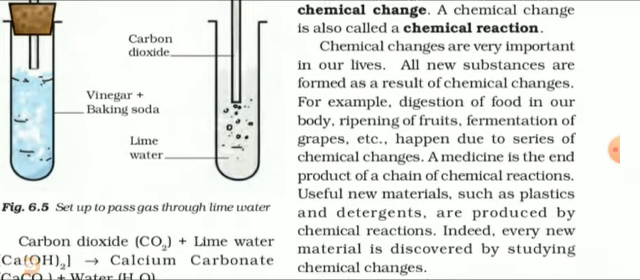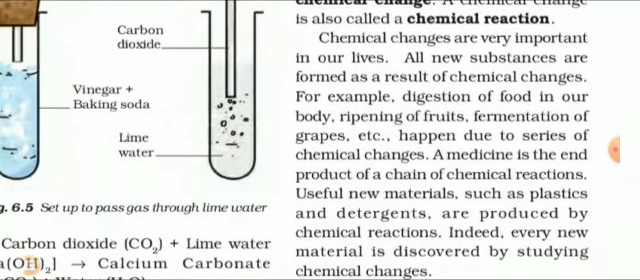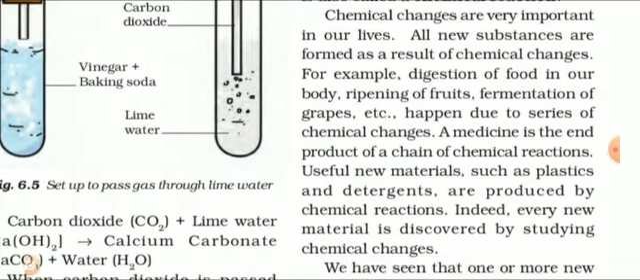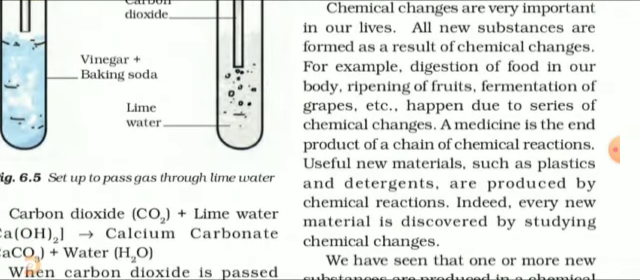Now chemical changes are very important in our lives. All the new substances are formed as a result of chemical changes. Okay, we know this thing very well कि physical change में no new substance is formed, only the physical properties change, that is shape, size, color, state, right? And in the chemical changes new substances are formed and changes occur at the molecular level.